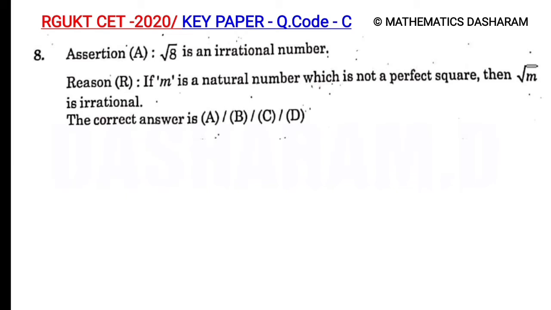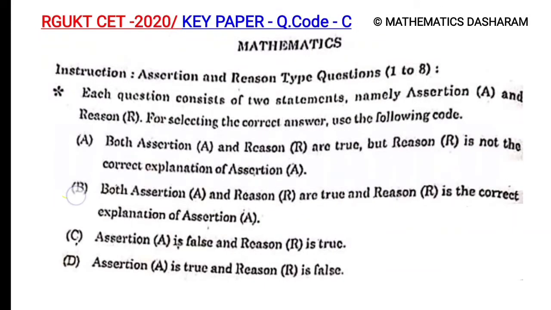Eighth question, root 8 is an irrational number. Yes, root 8 is an irrational number because 8 is not a perfect square number, so it is an irrational number. It is correct. Next reason R. If m is a natural number which is not a perfect square, then root m is an irrational number. So definitely reason R is also correct, and it is the best reason for the assertion A. So option B is correct. Both assertion A and reason are true, and reason R is the correct explanation of the assertion.